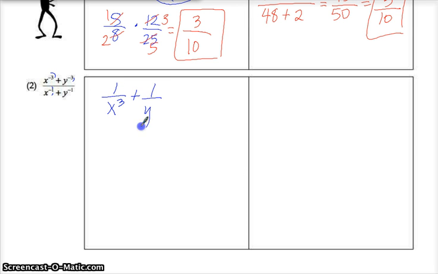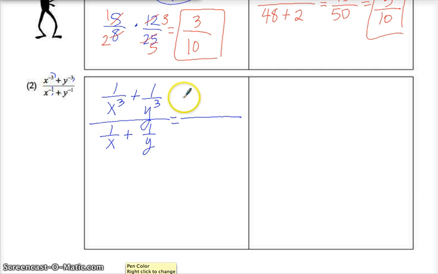So I'm going to change x to the negative 3 into 1 over x to the third, plus y to the negative 3 is 1 over y to the third, and then x to the negative 1 is 1 over x, and y to the negative 1 is 1 over y. So if I'm doing method 1, I have to simplify the numerator and the denominator separately. So in this numerator, I need to find a common denominator. So on this top part of the fraction, I need to find a common denominator.